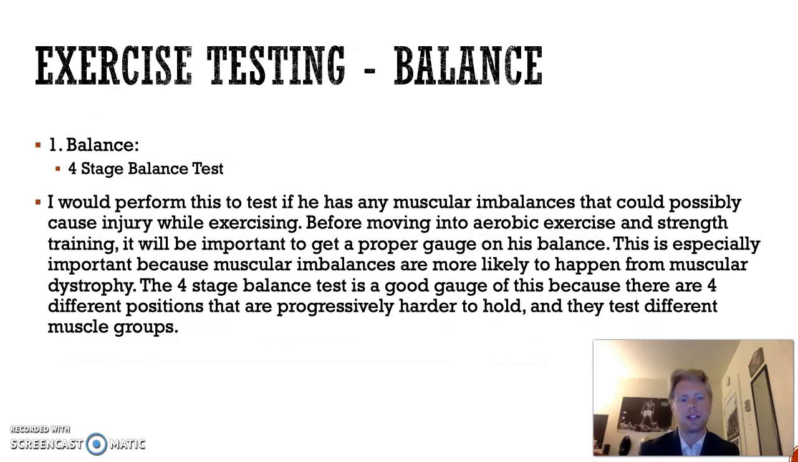So just some exercise testing we would do before going into the program. To test his balance, we would do the 4-stage balance test, and this would test if he has any muscular imbalances that could possibly cause any injury while exercising. Before moving into aerobic and strength testing, we want to see this because it could be a big risk for injury, and this 4-stage balance test progresses to harder and harder positions, which test different muscles to give us a pretty good overall gauge.